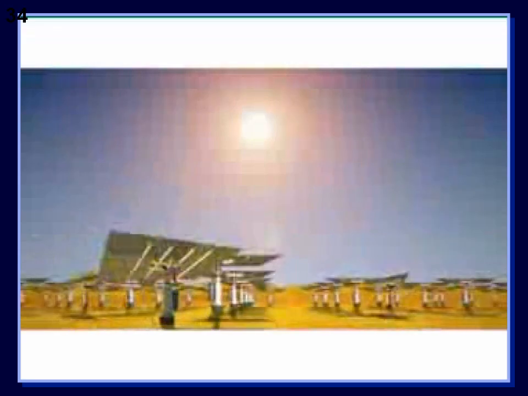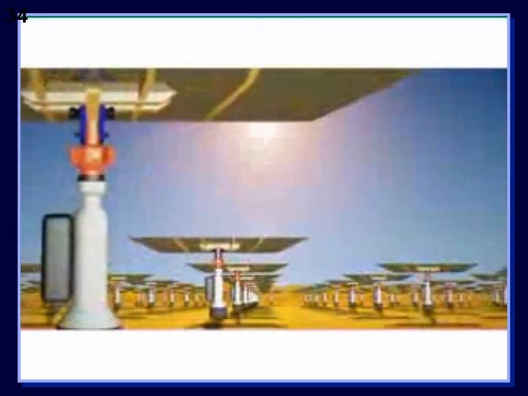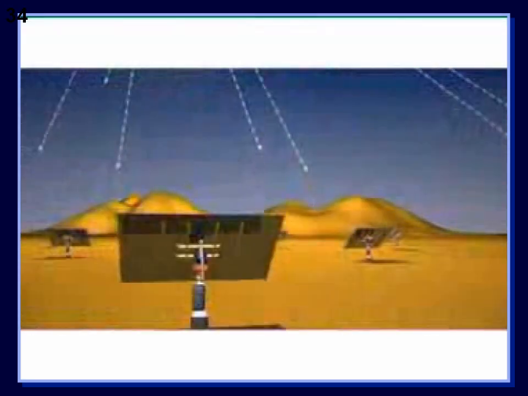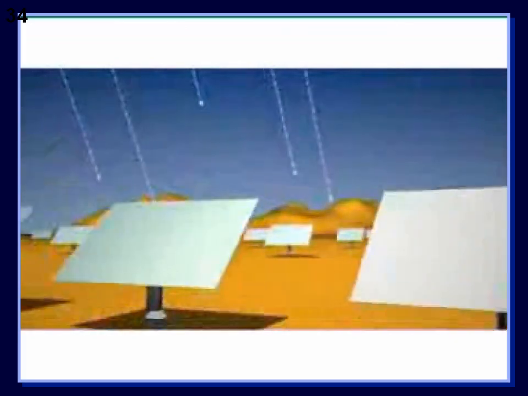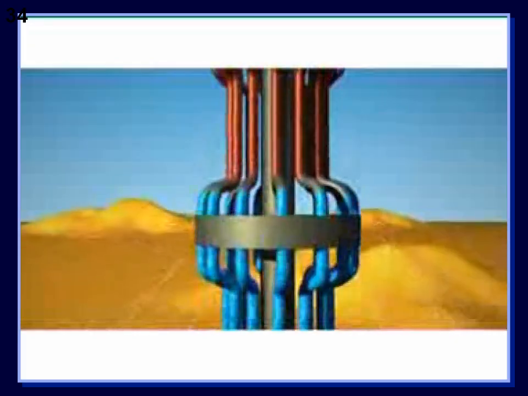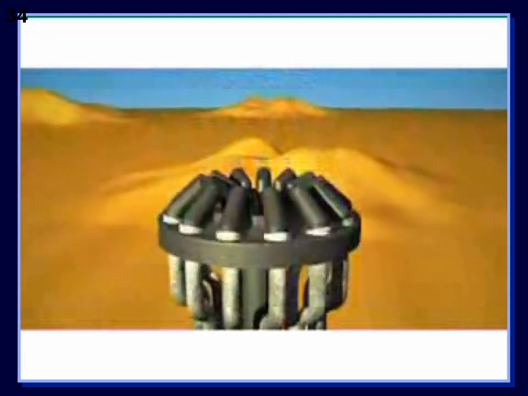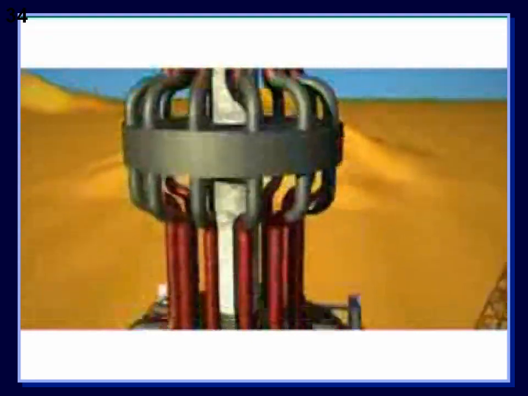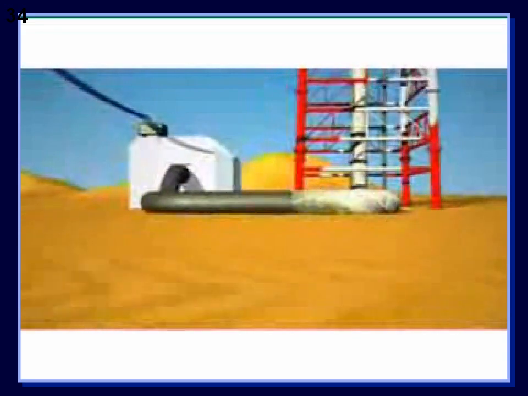The heliostats are cheaper to build and maintain. There's no need for oil since the water is directly heated. They achieve a higher concentration of sunlight, creating higher temperatures of up to 1,000 degrees Fahrenheit.